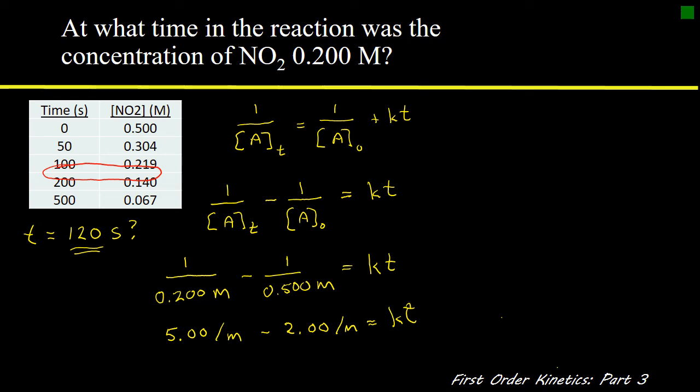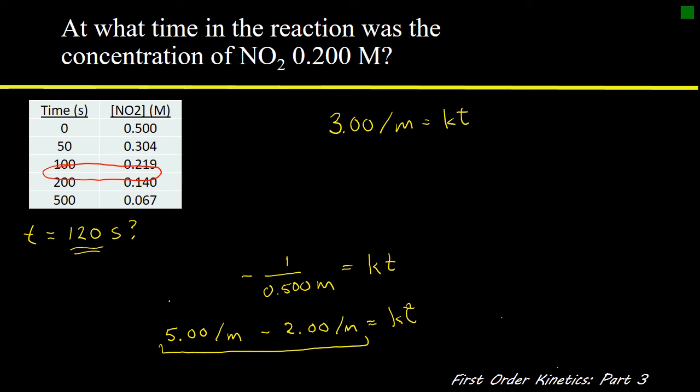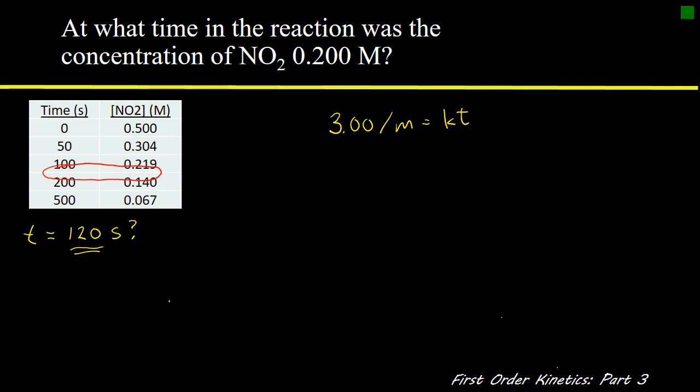I'm going to go ahead and clear a little bit of space. All right. So on the left, you've got 5 reciprocal molar minus 2 reciprocal molar. That's just going to be 3. That's KT. All right. And now let's solve for T by dividing both sides by k. I'll go ahead and put in the value for k.